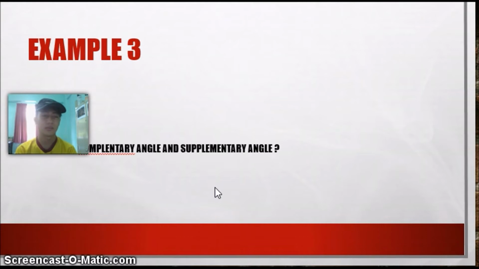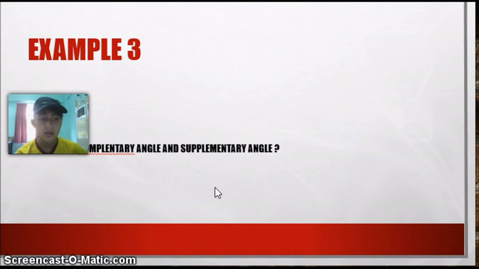Example 1. State the complementary angle and supplementary angle. I give you 30 seconds. Okay, time's up. So what is complementary angle? Complementary angle states that two angles whose measures sum to a right angle, while supplementary angle states that two angles whose measures sum to a straight line, a straight angle.